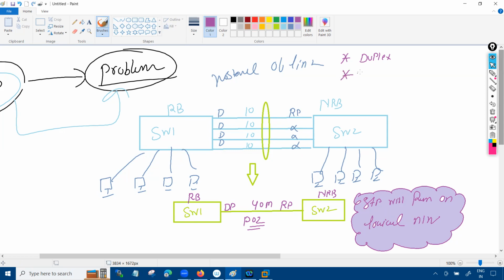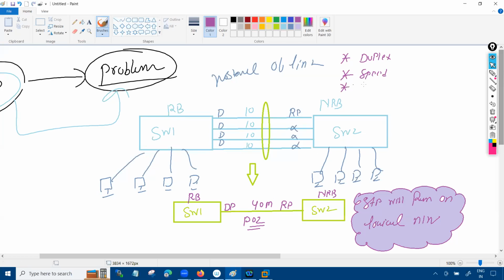The second thing is, speed has to be the same. If link one is 10 Mbps, link two should also be 10 Mbps, and link three will also be 10 Mbps. If I make this guy 100 Mbps, then your port channel will also not be up. So link speed should be the same.